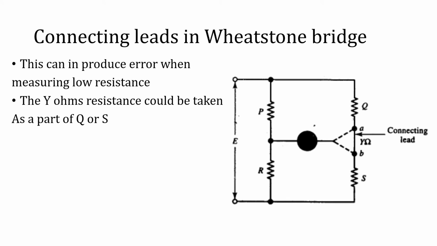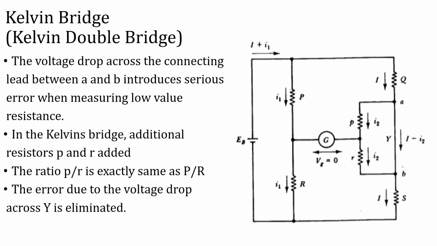Connecting leads in the Wheatstone bridge can produce error when measuring very low resistance. The 1 ohm lead resistance could be taken as a part of Q or S. As you know, for the measurement of very low resistance, we cannot use the Wheatstone bridge. So, in order to overcome the difficulties due to lead wire resistance, we use another type of bridge, known as Kelvin's bridge or Kelvin's double bridge.